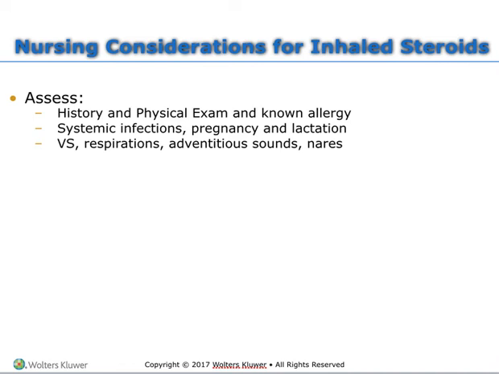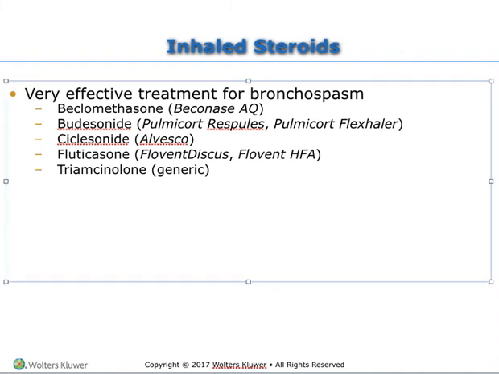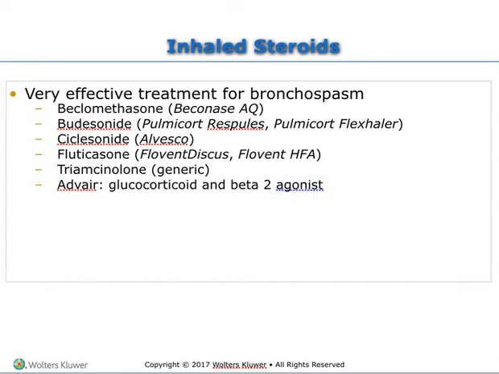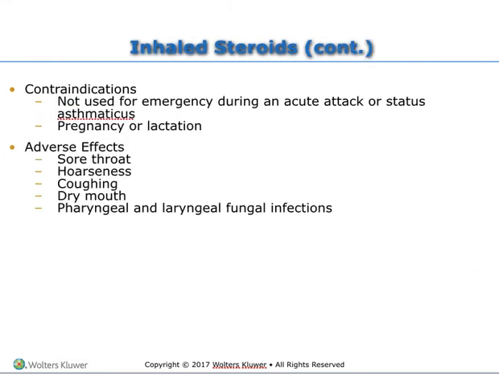Okay? All right, and an example of an inhaled steroid that is not listed on here, but I want you to think about, is Advair. Advair is a combination of a glucocorticoid and a beta-2 agonist. So it's very helpful. It's used to treat both asthma and COPD, but it takes weeks for full effect. And it's not used for an acute exacerbation. Okay? All right. So we touched on that.